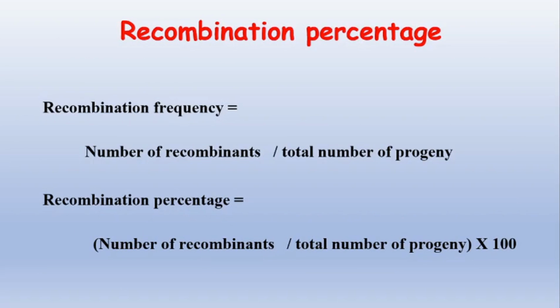Coming to the recombination percentage. Recombination percentage is nothing but the number of recombinants by total number of progeny into 100. It is different from recombination frequency. Recombination frequency can be deduced by the formula number of recombinants by total number of progeny. So percentage means we should calculate it for 100. So based upon this recombination percentage only we can construct the genetic map.